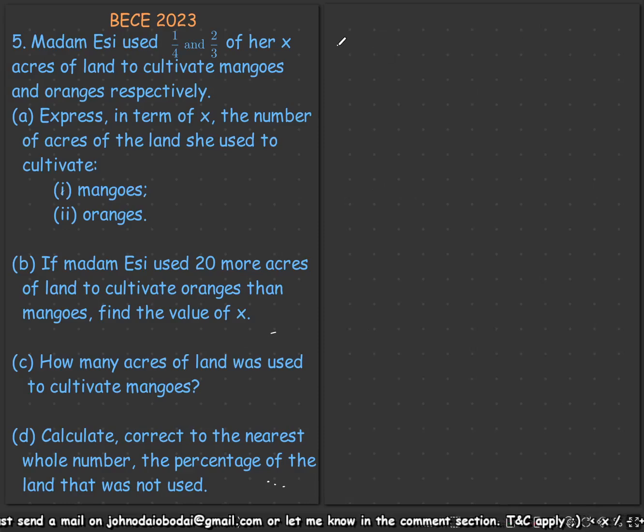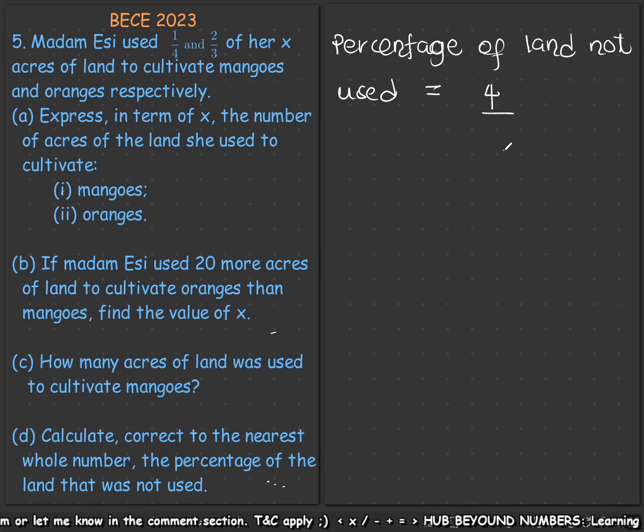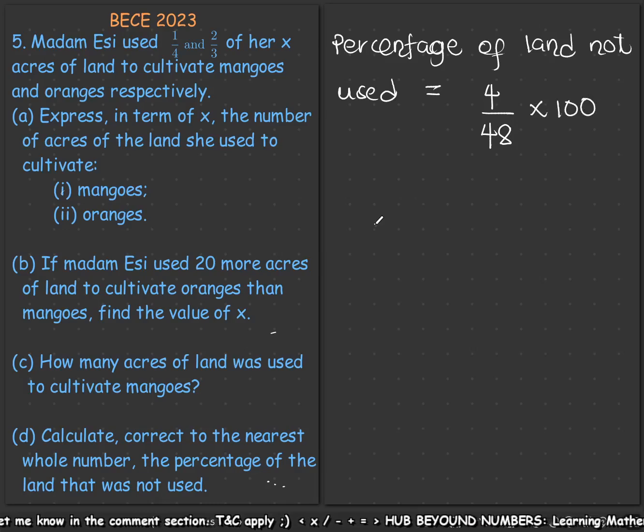To get the percentage of land not used, then it's going to be what? The area of land that was not used over the total land times 100. So the area of land that wasn't used was 4 over the total area of land, which we solved to be what? 48. Then times 100. And remember, we are asked to write it to the nearest whole number.